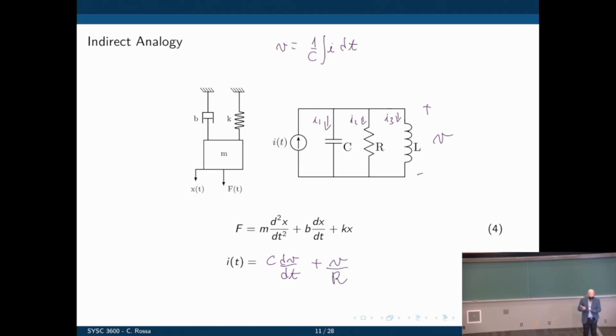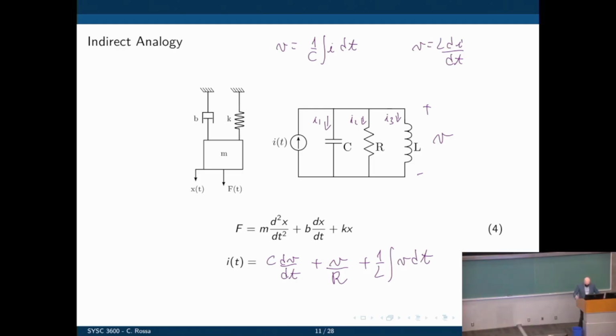And what is the current through the inductor? The voltage in the inductor is L di/dt. So the current through it is 1 over L integral of V dt. Now let's look at what we created here. That's a different equation.